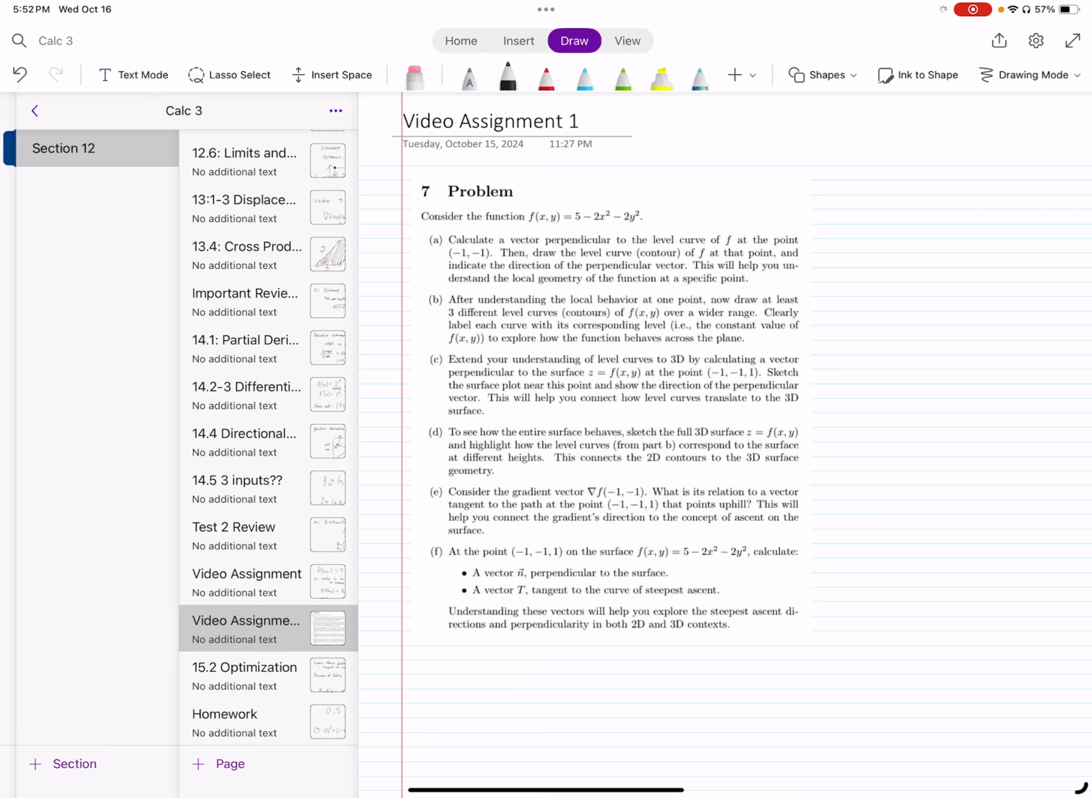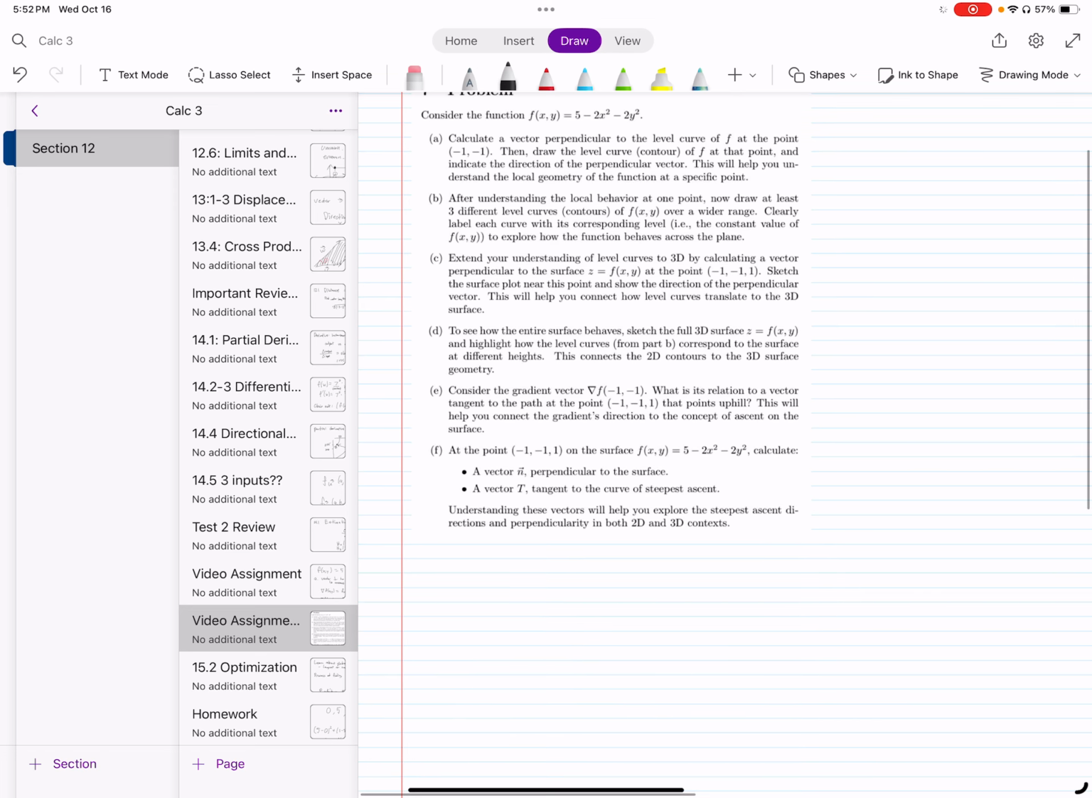In this problem, it gives us a function f of x and y equal to 5 minus 2x squared minus 2y squared. The first part of the problem asks us to calculate a vector perpendicular to the level curve of f. So what we're going to do to find a vector that's perpendicular to the level curve is to find the gradient of f at that certain point.